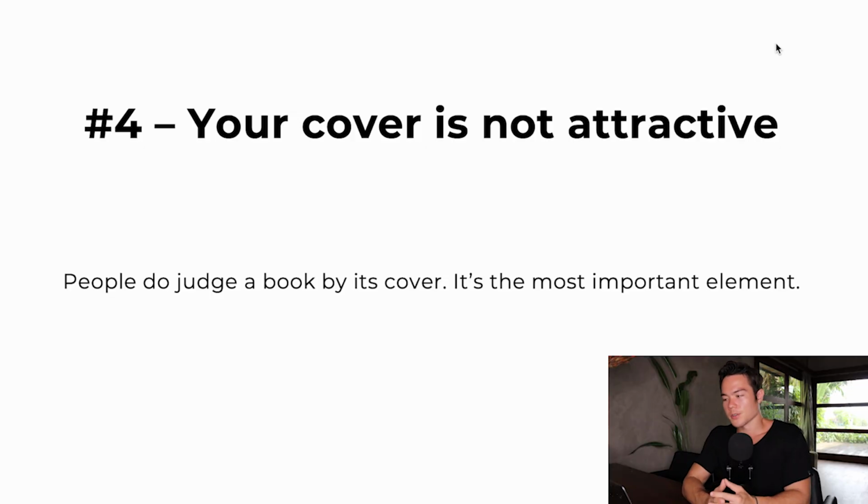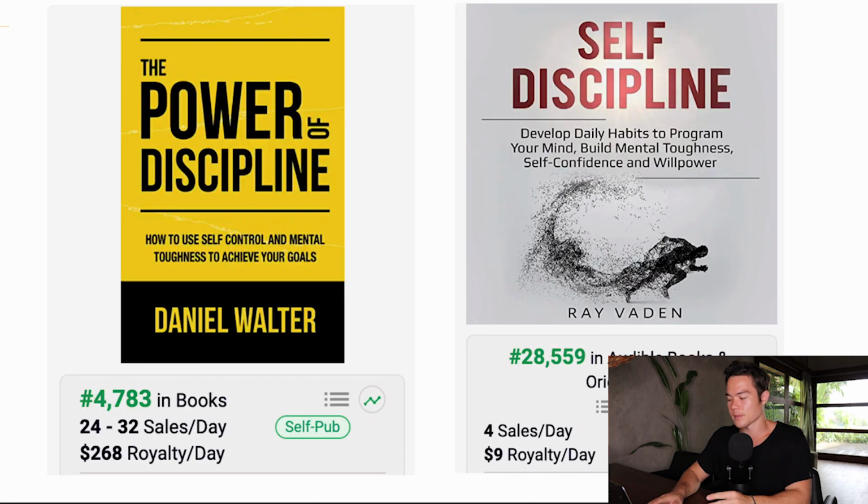All right, so reason number 4 is your cover is not attractive. The reality is people do judge a book by its cover, and it's the most important element. It's literally the most important element after your keyword. So if you're looking at these two covers, which is better, left or right? I would assume most of you will say the left. It's way more clean. The colors pop better. You don't really want a dark cover for no reason, especially because Amazon has a white background. There is not a good color contrast going on here.